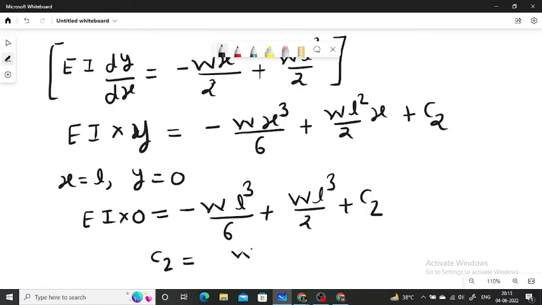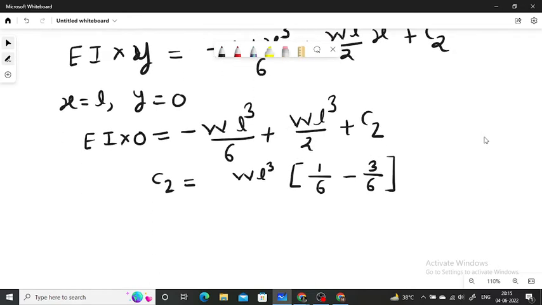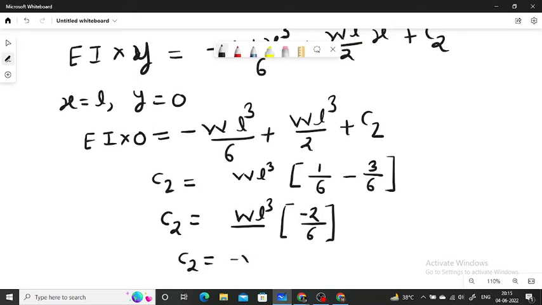C2 is equal to WL cube into 1 by 6 minus 3 by 6. So C2 is equal to WL cube into minus 2 by 6, or minus 1 by 3. So C2 is equal to minus WL cube upon 3.